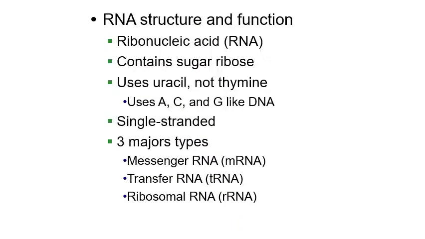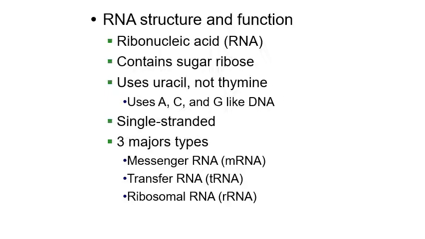Okay, quick note on the structure of RNA. So we've talked about the structure of DNA being this double helix. It's got deoxyribose as the sugar. It's got the phosphate group and the nitrogenous bases. RNA structure is very, very similar, but there are a few key differences. One key difference is that in ribonucleic acid, or RNA, our sugar is ribose instead of deoxyribose. We don't use the nitrogenous base thymine. So thymine only exists in DNA. In RNA, we substitute uracil for thymine.